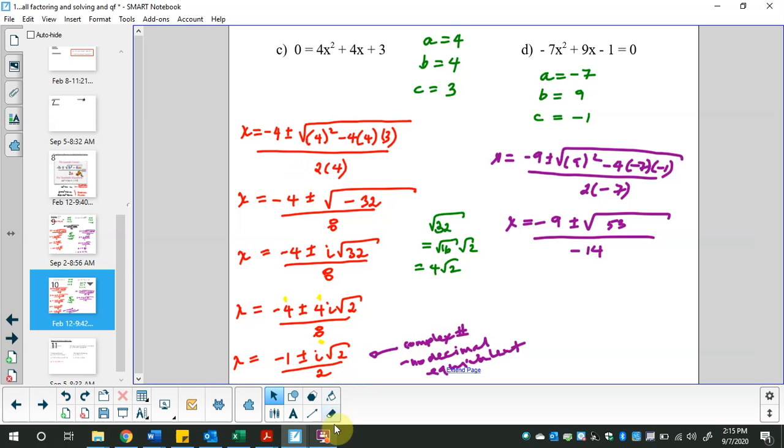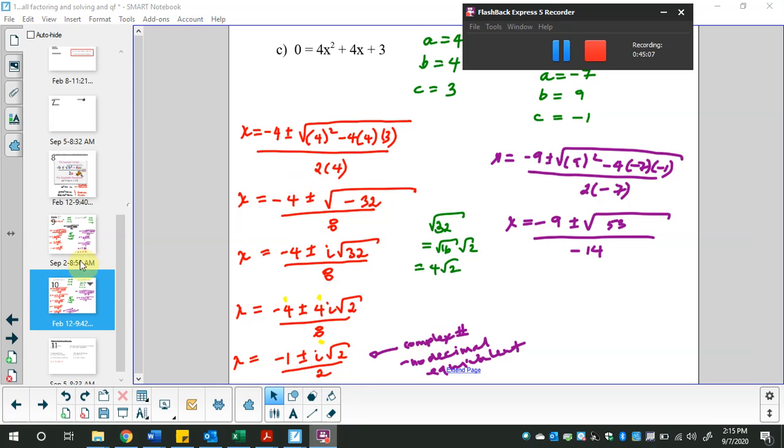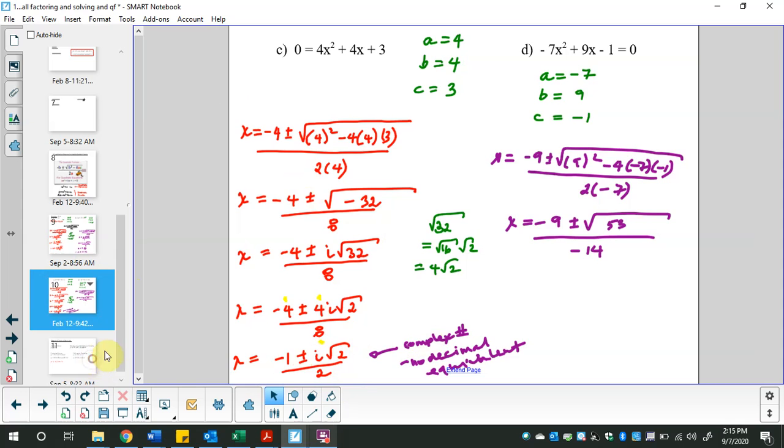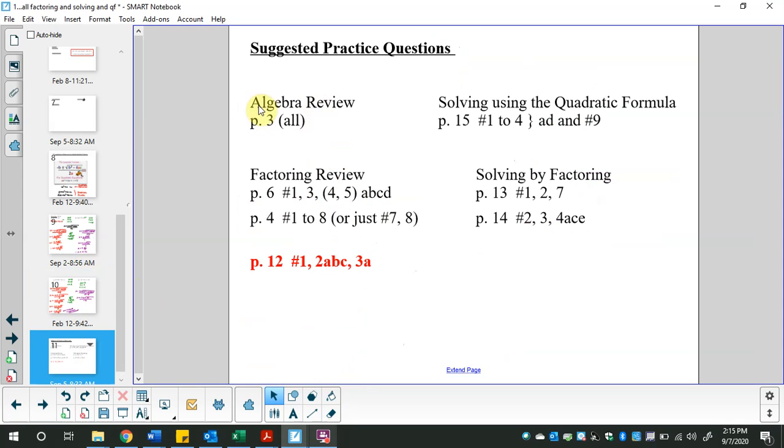So again, take a little break. Before I continue with the break, here's algebra review from your little booklet. Here is the quadratic formula, which we just finished, from your little booklet. Here's factoring review, so that is different than the extended factoring, the solving by factoring.